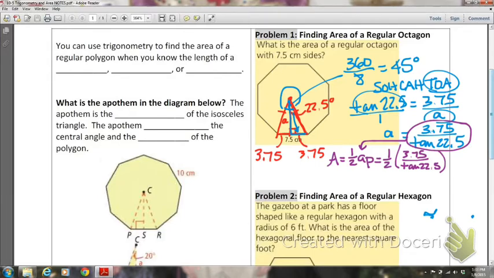Remember that perimeter is the number of sides times the length of a side. So the perimeter is going to be, we have an octagon, so it's 8 sides. And then the length of a side is 7.5. So I'm just going to put that up here for the perimeter. We're going to put 8 times 7.5. And then plug that into your calculator, and you are going to get approximately 271.6 centimeters squared.